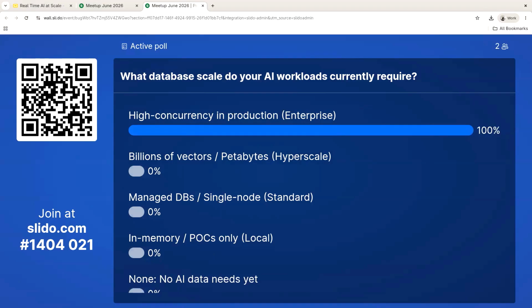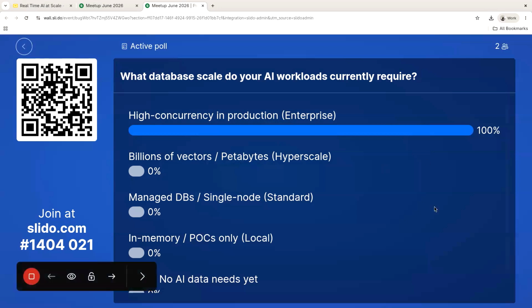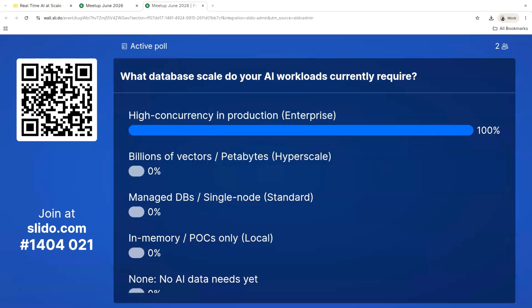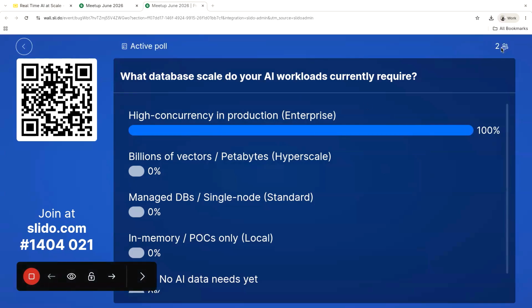So let's give people a few more seconds to answer. Again, if you didn't do so, please take a second to scan this QR code, join Slido, and answer this quick poll question. What database scale do your AI workloads currently require? And like I said, this helps me better understand the audience, make sure you're with me. So I see 2 people answered. Give people a few more seconds if anybody else wants to answer as well.